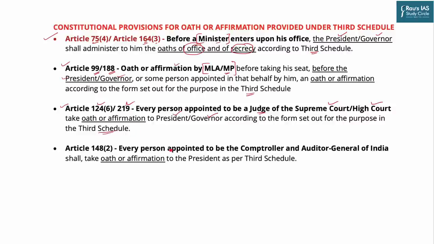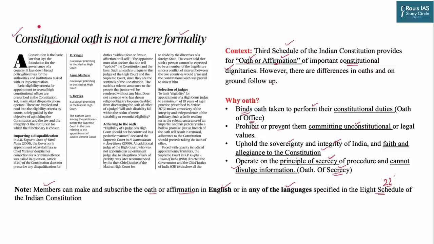And the last is Article 148, Clause 2, which talks about the oath and affirmation taken by the Comptroller and Auditor General of India to the President as per the Third Schedule. Now, these are the four groups of oath and affirmation which are mentioned in the Constitution. Hence, as per the article, we were talking about the constitutional oath and nothing beyond this.